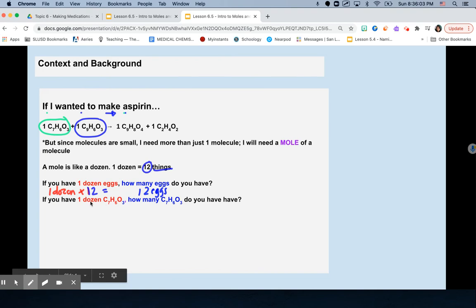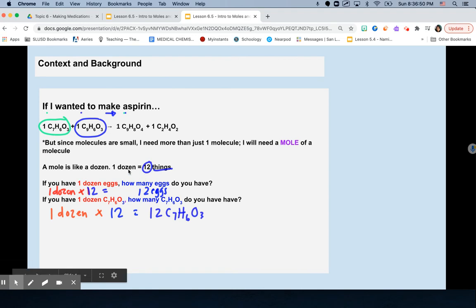And if I said you have 1 dozen of the C7H3O3 molecule, even though it's a complicated looking thing, how many of those things do I have? Well, if I have 1 dozen, I'm still going to have 12 of those things. It's always true that if I have 1 dozen of something, I will always have 12 of that thing. Math is exactly the same. So 1 dozen of this thing means I have 12 of that thing.